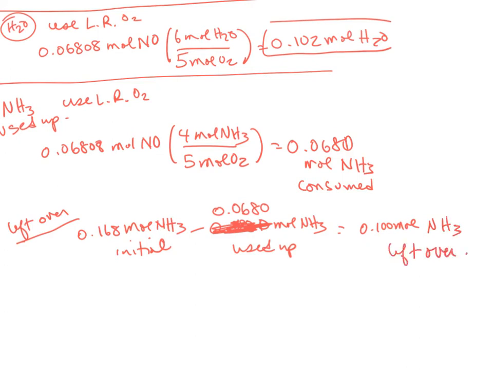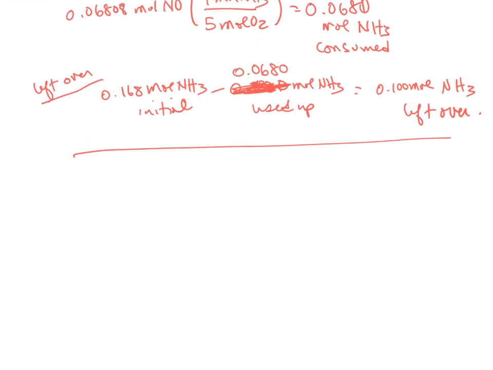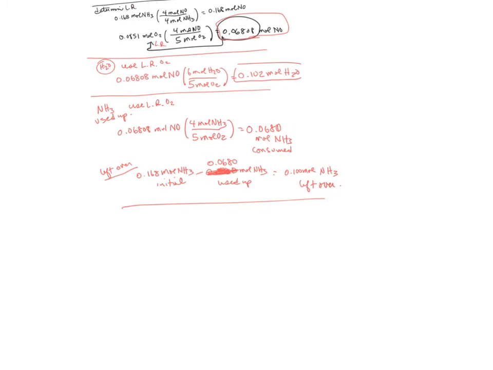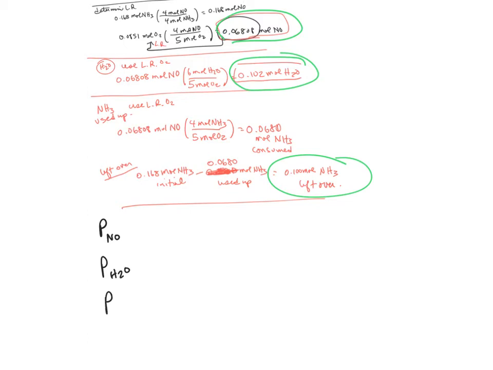And all three of those are going to contribute to the overall pressure of the system. All right, two ways to get to the end of the problem. And we've got, let's put some green on this here. So we got moles of NO, moles of water, and moles of ammonia. That's what's left. If we had those in partial pressures, we could add them up to get the total pressure. So we could do that. Let's go ahead and get pressures. So we want the partial pressure of NO, the partial pressure of water, and then the partial pressure of ammonia.